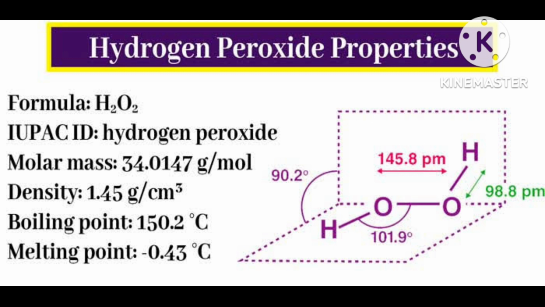A 30% solution of peroxide is marketed as 100 volume hydrogen peroxide. This is important. It means that 1 milliliter of 30% peroxide solution will give 100 volume of oxygen at STP. Commercially, it is marketed as 10 volume, which means it contains 3% peroxide.